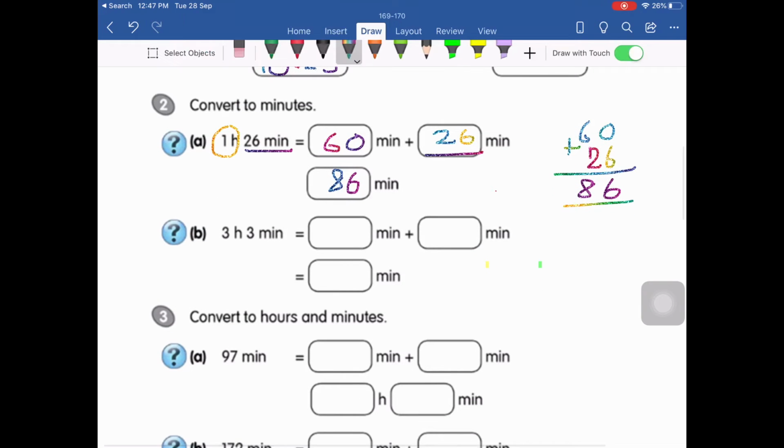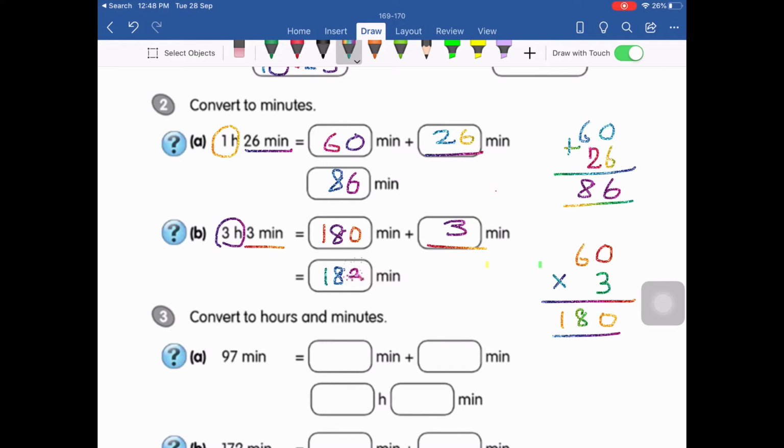2b. 3 hours means that there will be 3 groups of 60. 3 60s. So we are going to multiply because 1 hour is 60 minutes. So there will be 3 60s, 180 minutes. And here we have 3 minutes, so we write that down. 3 hours and 3 minutes is 183 minutes.